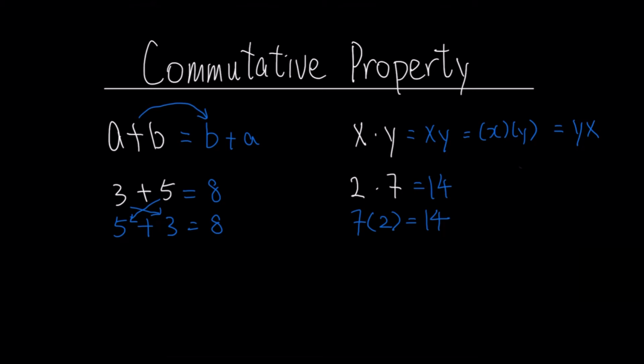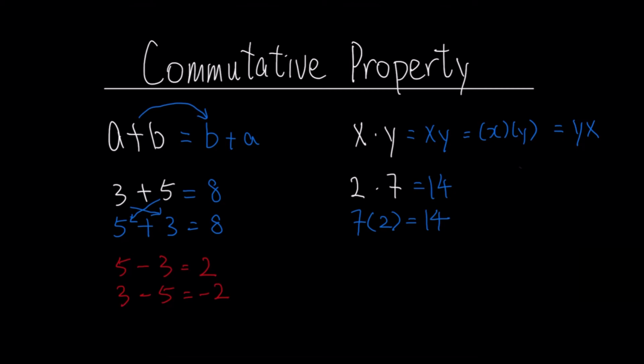The important thing to remember is that the commutative property works for addition and multiplication, but it does not necessarily work for subtraction and division. So for example, for subtraction, if we say 5 minus 3 is equal to positive 2, if we flip the order and we say 3 minus 5, that is going to be equal to negative 2. They are not the same thing. So it doesn't necessarily work for subtraction.